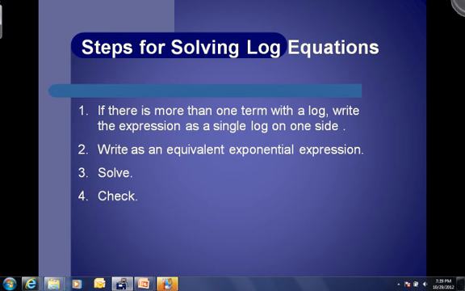Now, steps for solving logarithmic equations. If there is more than one term with a log, then we are going to write the expression as a single log on one side. We're going to do this using the properties that we learned in the last topic. Once we get it as a single log, then we're going to write that as an equivalent exponential expression. Then we're going to solve, and then we're going to check.